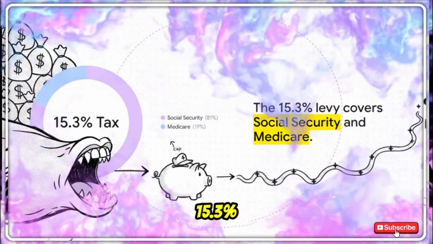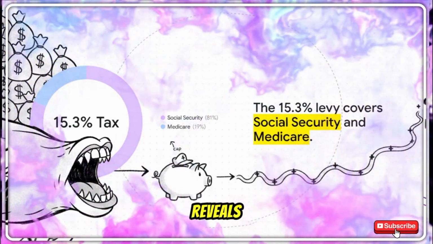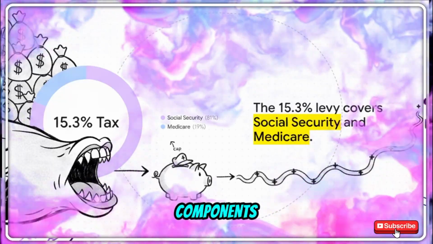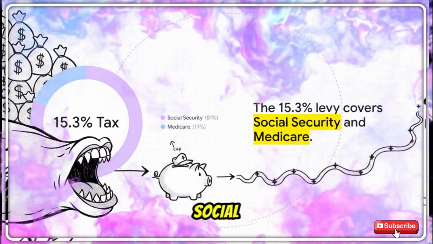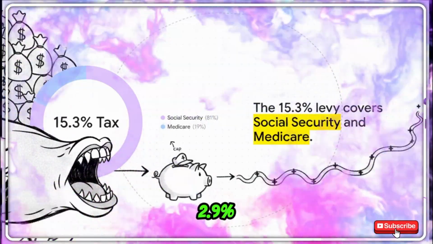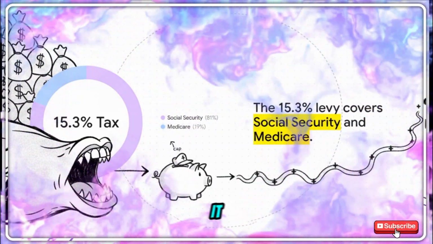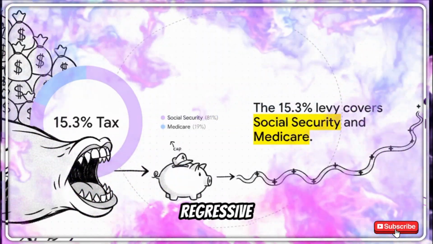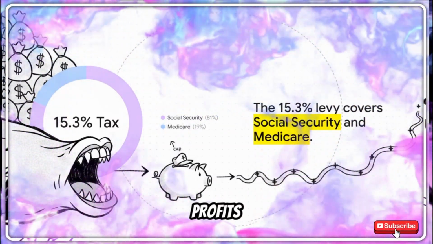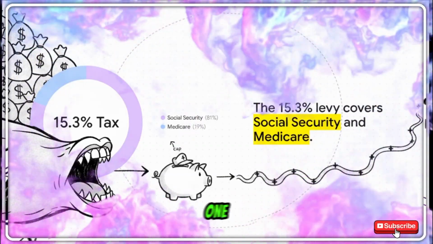Breaking down this 15.3% levy reveals its core operational components. We're looking at 12.4% directly allocated to Social Security and 2.9% going to Medicare. It is so essential to recognize that this acts as a flat, regressive bite straight out of your early profits. I mean, it hits $1.